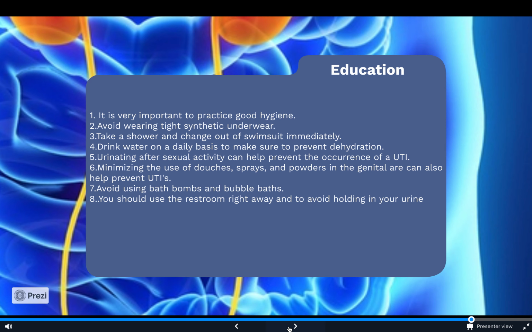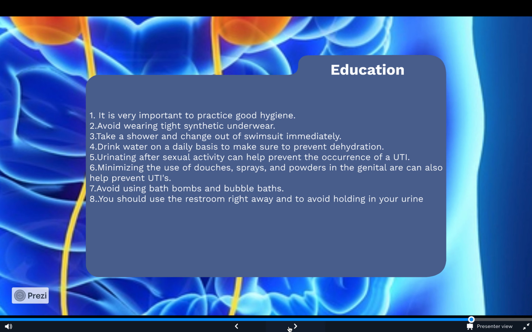For the second point, patients should try and avoid wearing tight synthetic underwear. Instead, try wearing loose cotton underwear. For the third point, patients should make sure to change out of swimsuits and shower as soon as possible with soap and water after swimming in pools or sitting in jacuzzis.